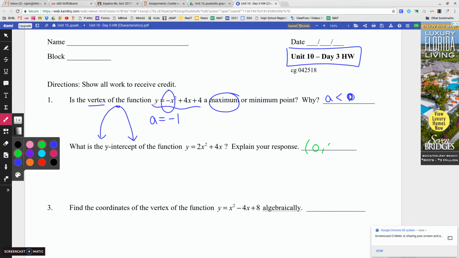Okay, question 2, I want to know the y-intercept of this function. When I want to know the y-intercept in standard form, I look for the c value. My c value is 0, which tells me that the y-intercept, or where the graph crosses the y-axis, is going to be (0, 0).